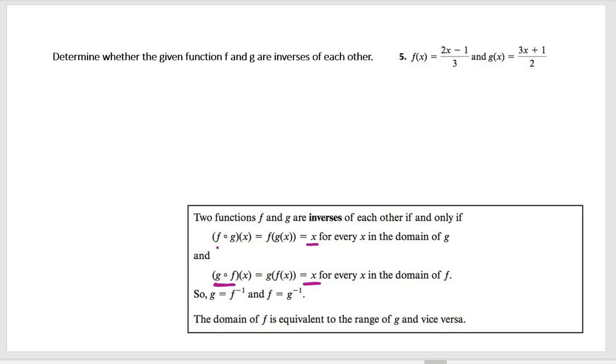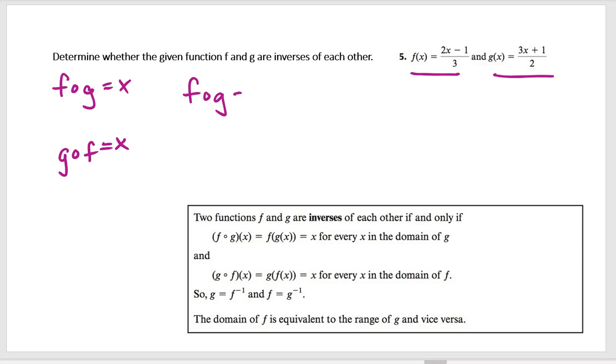Let's check these. Our first problem gives us function f and function g. First we're going to check f composed with g, and next we're going to check g composed with f. Both of these need to equal x for f and g to be inverses of each other. So let's see if that's true. f composed with g is the same thing as saying f with g of x as my input. f of x is equal to (2x minus 1) divided by 3.